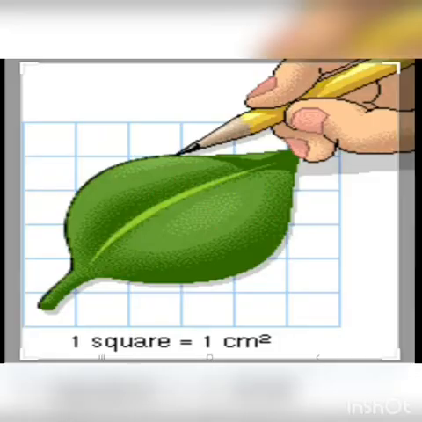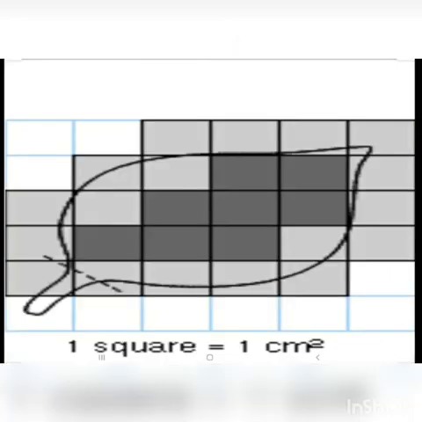One example: here I am going to plot the shape of this leaf on this squared paper, and I want to find the area of this leaf. So how can I do that? First I am plotting the outer shape of this leaf on this squared paper and I will get a shape like this. Now I am going to count how many squares are covered by this leaf. When we see this, 1, 2, 3, 4, 5, 6, 7, 8, 9. 9 squares are completely covered and in this square only a small portion is out, so that also we can consider as full. So 9 plus 2, 11.